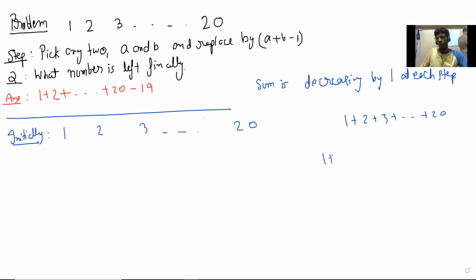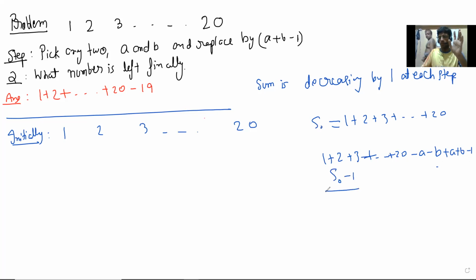It means you're doing this minus A minus B. You're picking two numbers and you're removing them, right? But then you're adding two numbers, I mean the same thing, and you're doing this. What does it mean? It means the sum has decreased by 1. Whatever this was, the number is not important. In this case, it is S naught minus 1. It has decreased by 1 is the point.